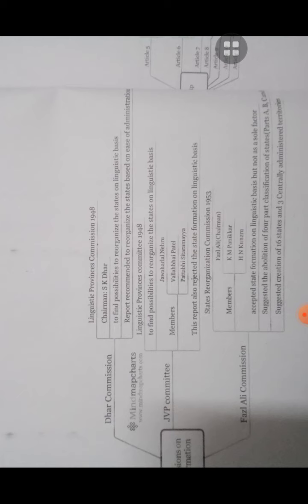This commission accepted state formation on a linguistic basis and suggested abolition of the four-part classification of states: A, B, C, D. It suggested creation of 16 states and 3 centrally administered territories. So this is the Fazl Ali Commission, with Fazl Ali, K.M. Panikkar and Kunzru. It accepted state formation on a linguistic basis, though not as the sole factor, but suggested the abolition of the four-part classification.